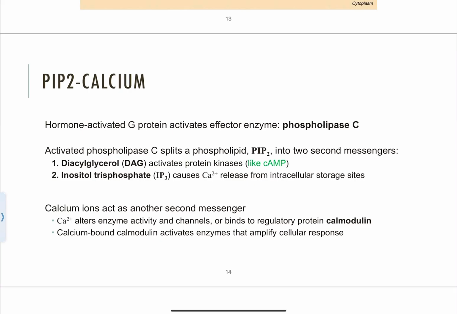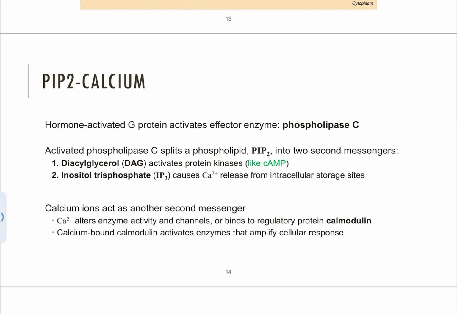Okay, our second messenger system is PIP2 calcium. Some hormones do use second messengers other than cyclic AMP, and this would be one example. So we have our hormone activated G protein. It's going to activate a different effector enzyme. So instead of adenylate cyclase, it's going to activate phospholipase C. Once we have our activated phospholipase C, it's going to split a plasma membrane phospholipid called PIP2 into two different second messengers.